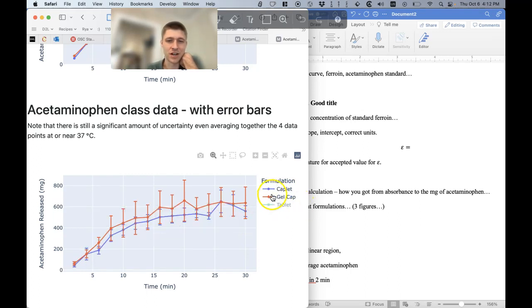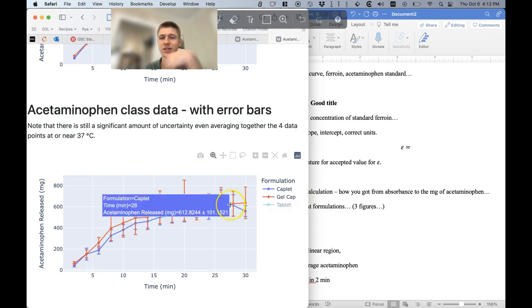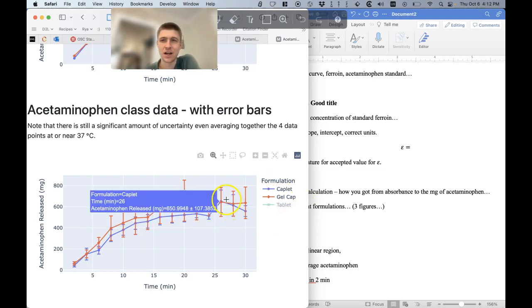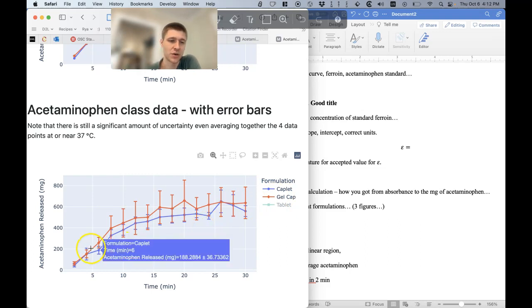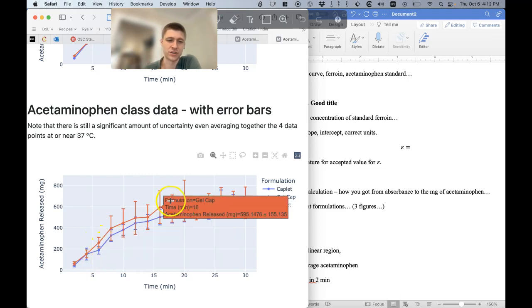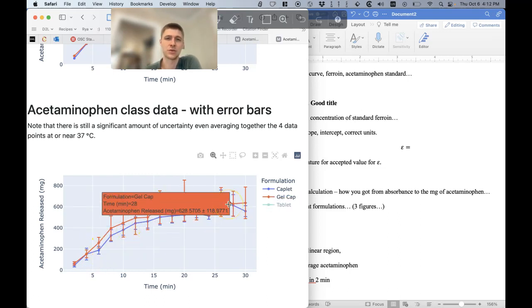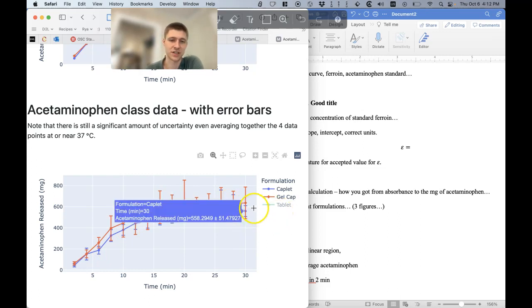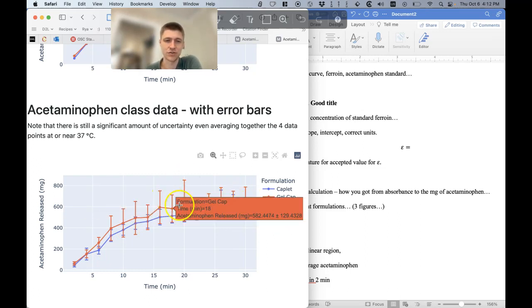If I take the tablet off, between the caplet and gel cap there are some differences on average, but not huge differences. A lot of them are pretty near within the error bars. So just qualify your conclusions in that way. There are still pretty big error bars. We only have 4 experiments that we're averaging together here. So again, still very large error bars.